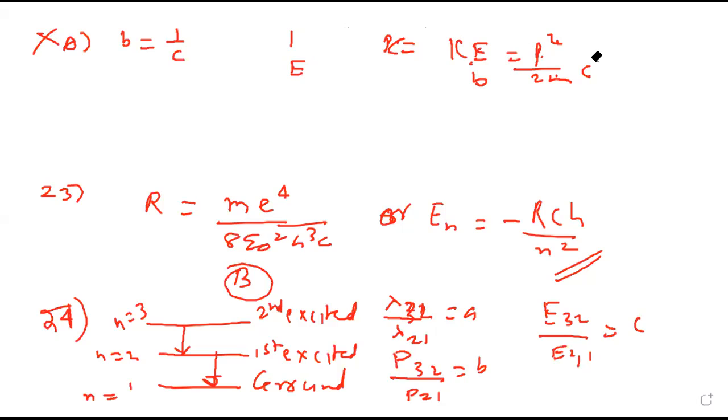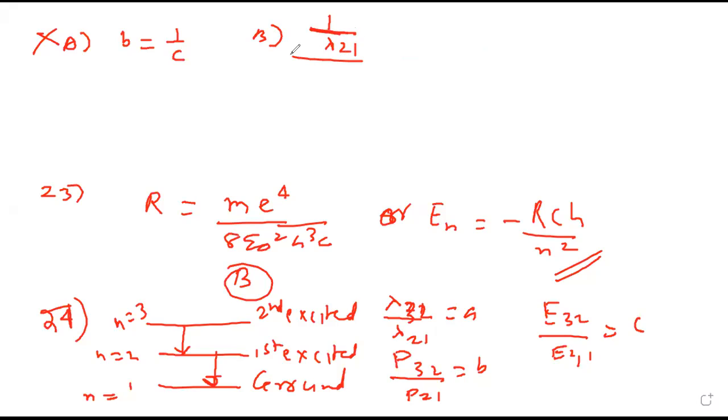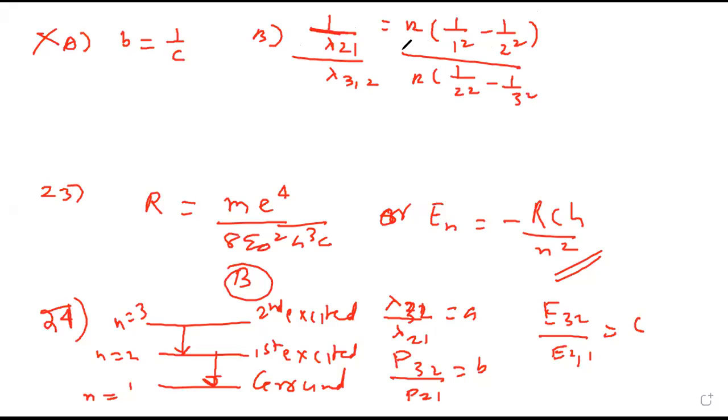Second option. Let us check the ratio of wavelength of the jumps. First option gone because it is not giving the appropriate wavelength ratio. One upon lambda 2 to 1 is R into 1 upon 1 square minus 1 upon 2 square, and 1 upon lambda 3 to 2 will be R into 1 upon 2 square minus 1 upon 3 square.